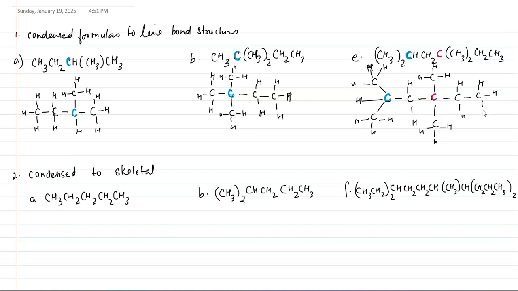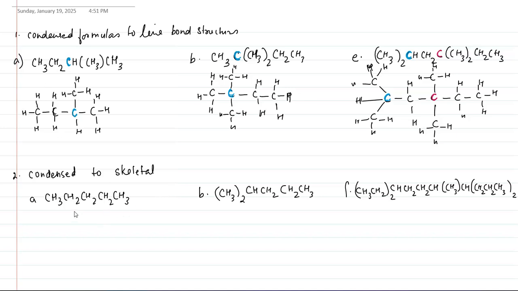So that is a way by which you can convert condensed formulas to line bond structures. Usually organic chemistry books do not use these line bond structures when we have larger structures because it becomes very crowded. So either it is a condensed formula, or we sometimes use what is called a skeletal structure, and that is what we are going to see in this next example.